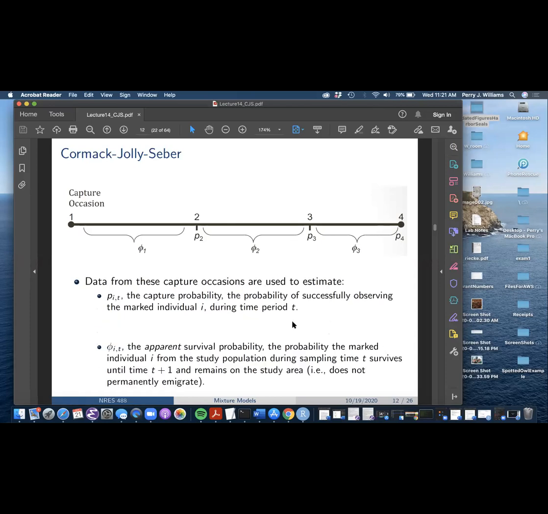Data from these capture occasions are used to estimate both p, the probability of detecting, or the capture probability, the probability of successfully observing the marked individual i during time period t. And then phi again is the apparent survival probability. The probability the marked individual i from the study population during sampling time t survives until time t plus 1 and remains on the study area, and then does not permanently emigrate. So let me say a bit about apparent survival probability.